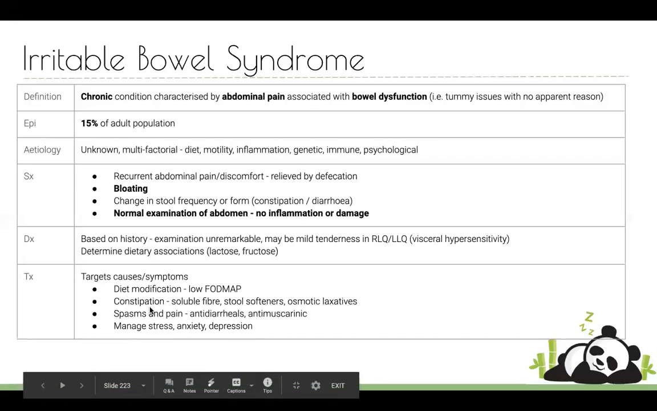So for constipation, you can give them stool softeners, osmotic laxatives. For pain, you can give them antidiarrheals, and then manage their stress, anxiety, and depression.